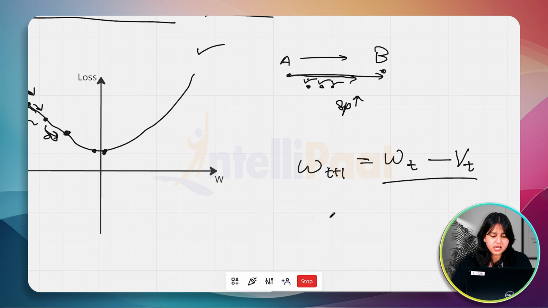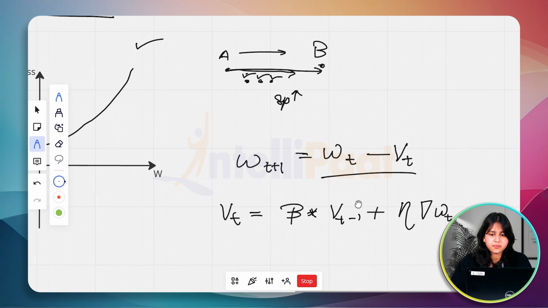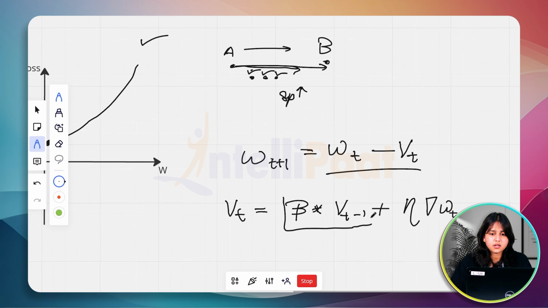So what v is: v at t is basically calculated by beta into v at t minus 1, plus learning rate into weight gradient, right? So what we have here, this part is basically our momentum component.